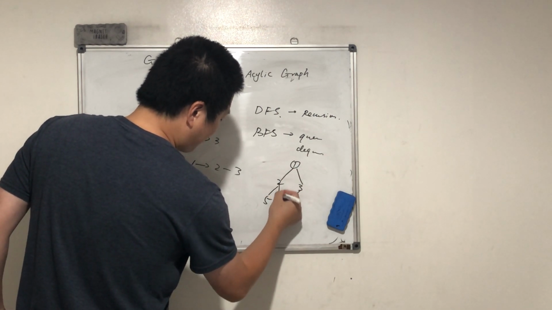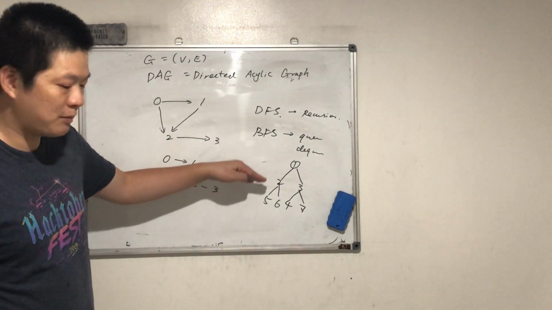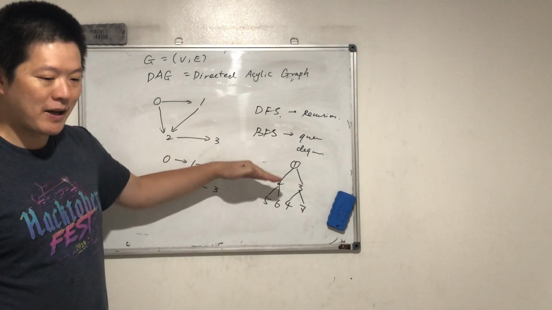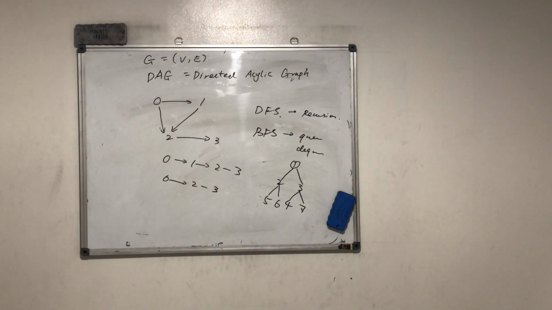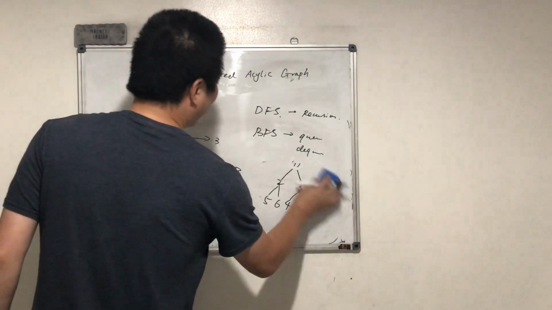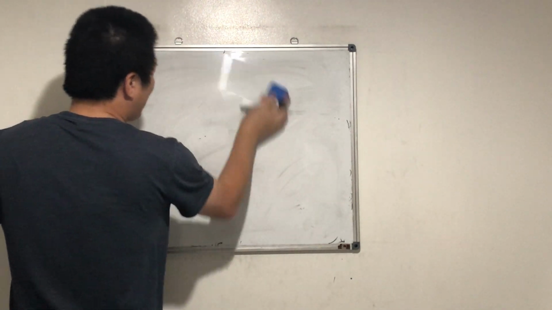Okay, what's the breadth of search of this? Breadth of search: 1, 2, 3, 5, 6, 4, 7. Okay, level by level. Okay, so let's implement this.